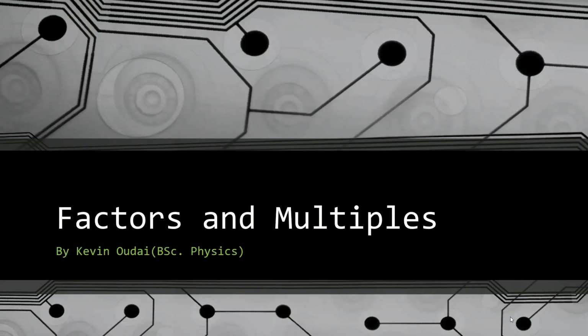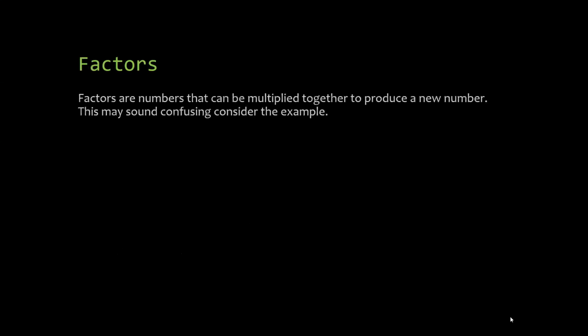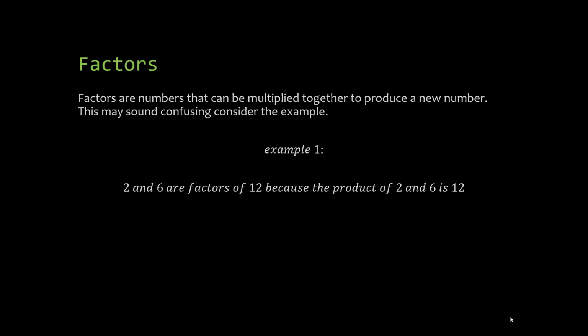The next thing we're required to do is talk about factors and multiples. By the end of it, you should be able to learn the difference between the two of them. Factors are usually numbers that are multiplied together with another number to produce a new number. And that may sound a little bit redundant or confusing, so let's consider an example.